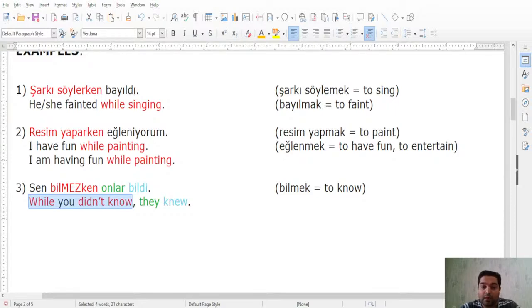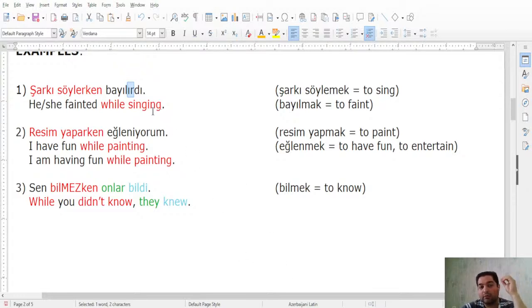Well, a prediction will be, if you want to say it would faint, then you work on the bayıldı part, not the other part, okay, not söylerken part, because şarkı söylerken that will be still same, okay, while singing, then it will be bayılırdı, okay, bayılırdı, would have fainted, okay, bayılırdı, not bayıldı, but bayılırdı, then it will be the past of the present tense, which is, by the way, we covered already in one of the classes, okay.